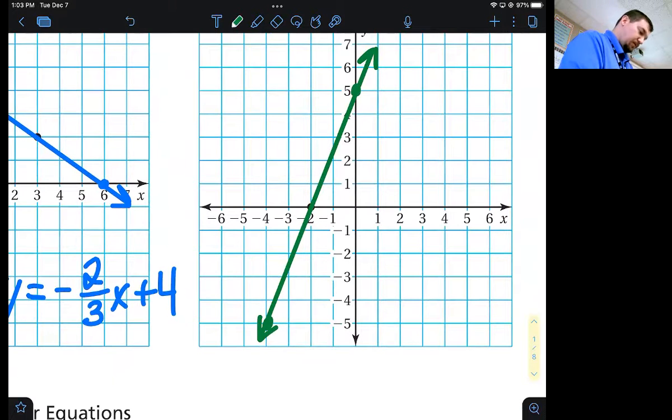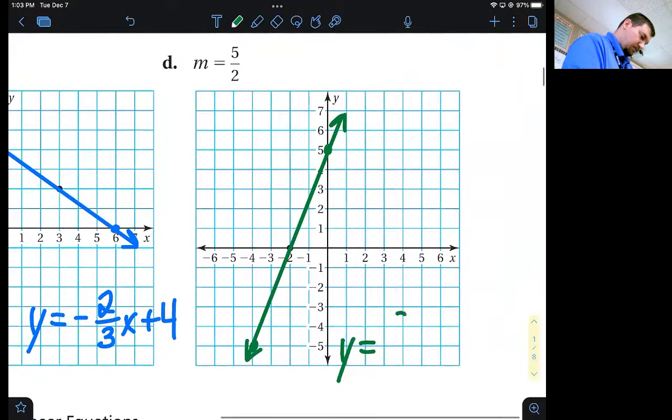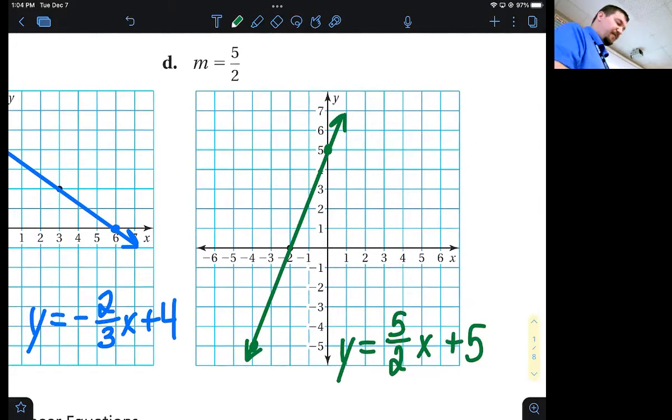Carson? Y equals 5/2 plus 5. 5/2. You're forgetting something. What goes after the m? X. There you go. Sorry. Yep. 5/2 x plus 5. You're okay. You're all right. That's good. Y equals 5/2 x plus 5.